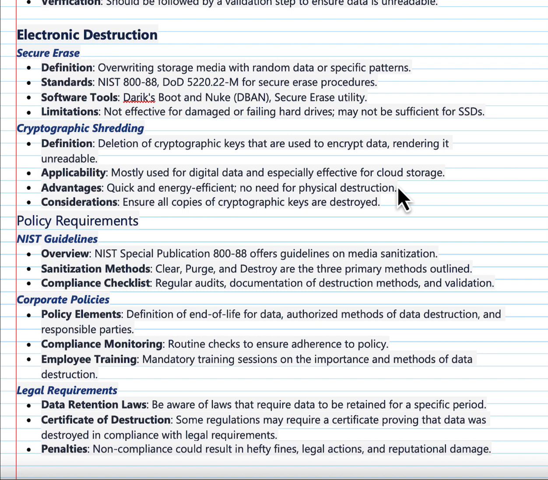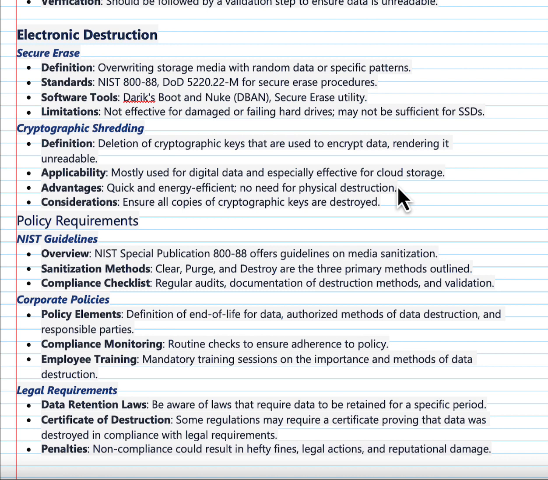There's also some software out there that you can use, and it's called DBAN, which is Darik's Boot and Nuke. I've had people use that in the past. There's also secure erase utilities out there as well. So there's all kinds of ways that you can use products to help you erase the data in there. Now, again, it's not effective for damaged or failing hard drives, and it may not be sufficient for SSDs as well. Also, rewriting over the top of these platters takes forever. So you may want to consider that when you're trying to do this.